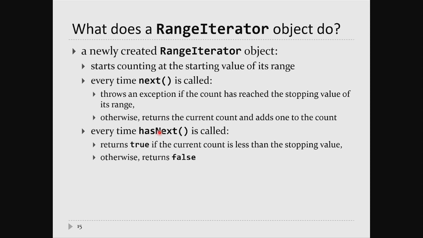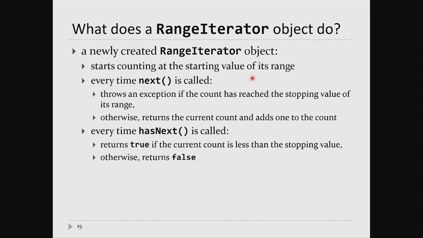All right, so what exactly is this range iterator going to do? It's actually very simple. It counts 0, 1, 2, 3, 4, 5, 6, 7, 8 up to, but not including, the stop value. So it doesn't necessarily start at 0. If your range is defined as 5, 7, then it'll start counting at 5. So a newly created range iterator object starts counting at the starting value of its range.